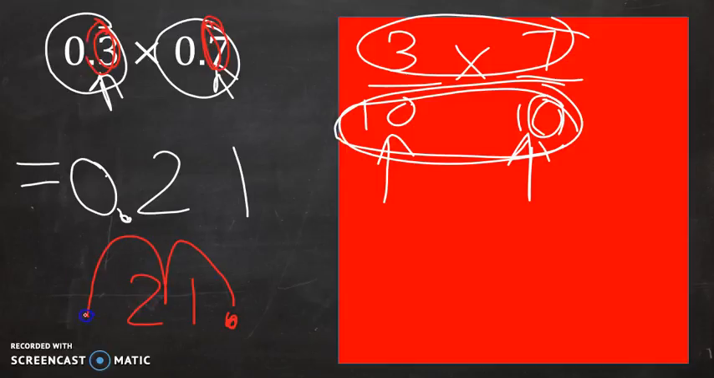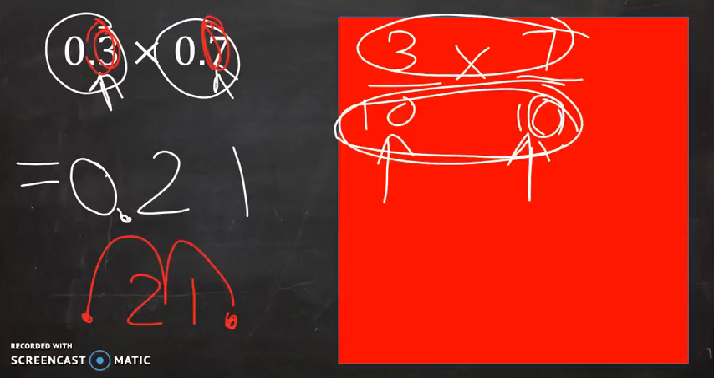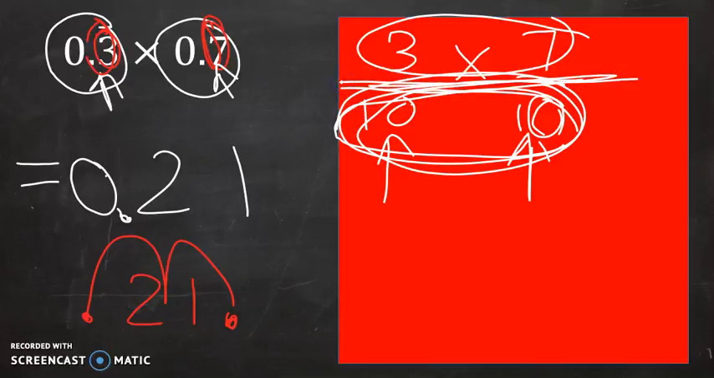1, 2. And we know that when you take 2 steps to the left, that's the same as dividing by 100, which is exactly what we're doing over here. We are dividing by 100. We can see that here because we've got 10 times 10, which is 100, but it's in the denominator. And so that, in the end, is the same as dividing by 100.